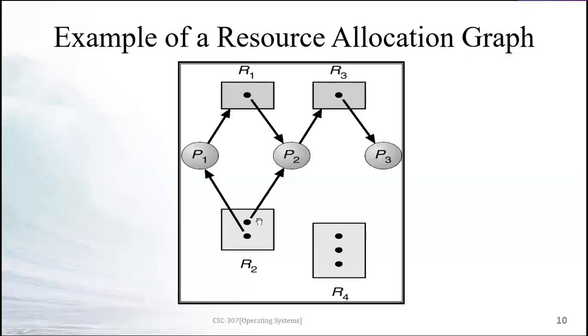The question asks, what about R2? We are actually not focused on R2 or R4, because no one is requesting R2 or R4. The two processes P1 and P2 have already got R2, so these two processes are not interested in R2. Whenever P1 and P2 are finished, R2 will also be released.